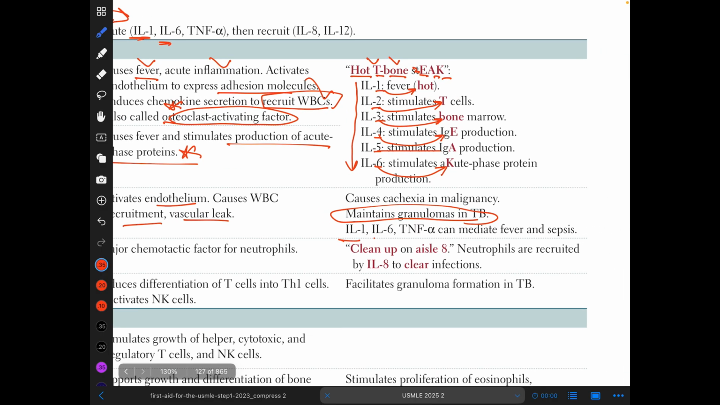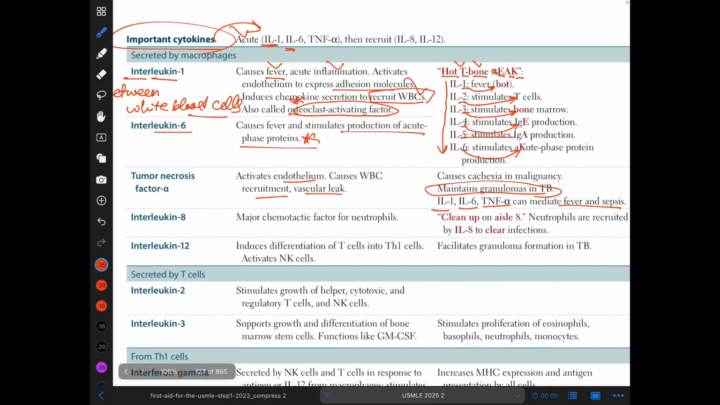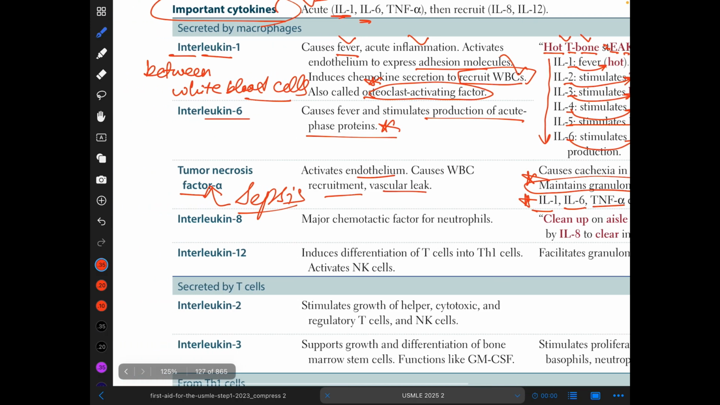Also interleukin 1, interleukin 6, and tumor necrosis factor alpha can mediate fever and sepsis. So the meaning is that if you have an infection, and after infection it goes to sepsis, the main role in sepsis is played by tumor necrosis factor alpha. It's also a very important point. And you know sepsis means bacteria in the blood. And secondly, the maintenance of the granuloma in TB is also done by tumor necrosis factor alpha.